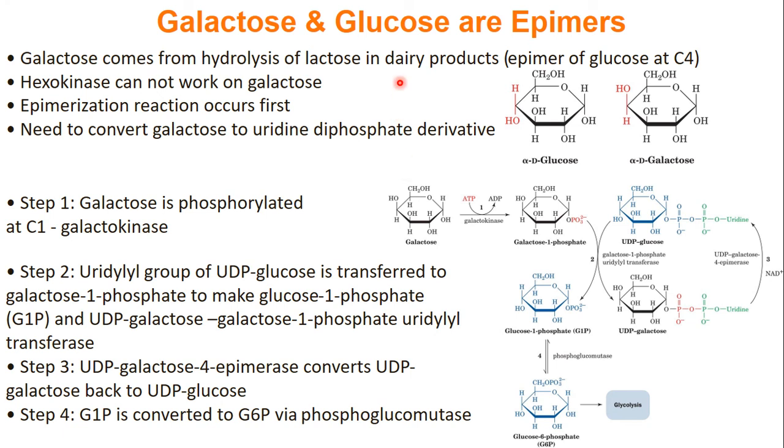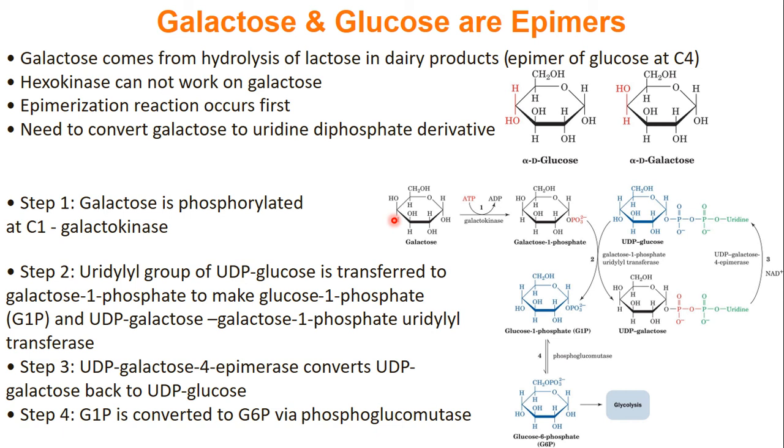And galactose comes from the hydrolysis of lactose in dairy products. And glucose and galactose are epimers at carbon 4. Now, hexokinase will not work on galactose, so the first thing we need to do is an epimerization reaction. You need to convert your galactose to a uridine diphosphate derivative. So let's take a look at how we can break down galactose.